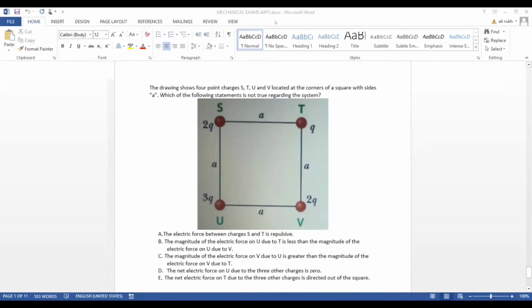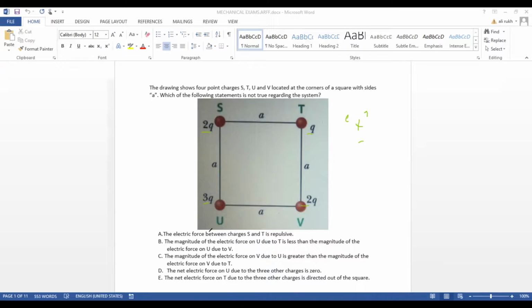The drawing shows 4-point charges S, T, U, V located at the corners of this square with sides A. Which of the following statements is not true regarding the system? They have given you the magnitude of the charges, but they have not given you the charge type, whether it is positive or negative. This is 1, this is 2, 3, and 2.